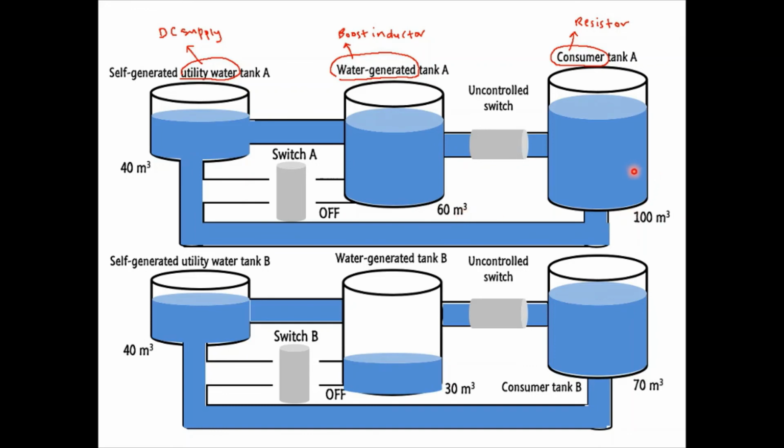Thus, in the DC converter circuit, the connection between the DC supply, boost inductor, and resistor is established when the transistor is turned off.